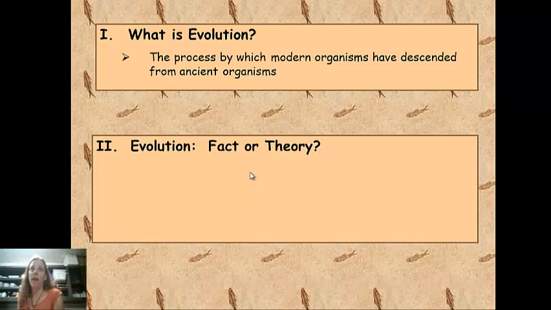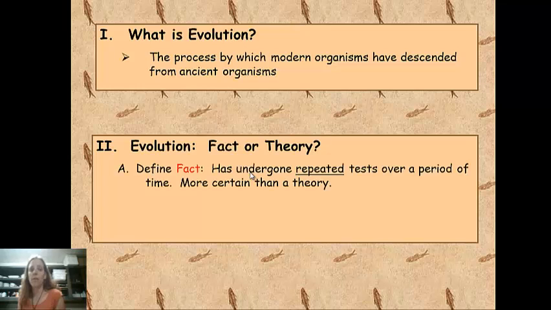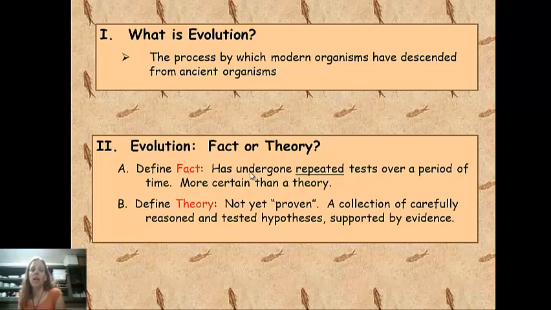So evolution, is it fact or is it theory? Well, first let's define fact. A fact is something that has undergone repeated tests over a period of time. It's more certain than a theory. A theory, on the other hand, is something that has not yet been proven. So a collection of carefully reasoned and tested hypotheses have been supported by evolution. In science, we have very few facts, but we have a lot of theories. When those theories become widely accepted in the scientific community, they often become known as fact.